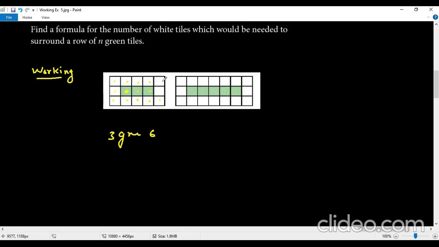That means it has to be 2n plus 6. So double the number of n and add it to 6. That means this is going to be your given formula to find out white number of tiles to surround with the green tiles. This is the end of this exercise, I guess.